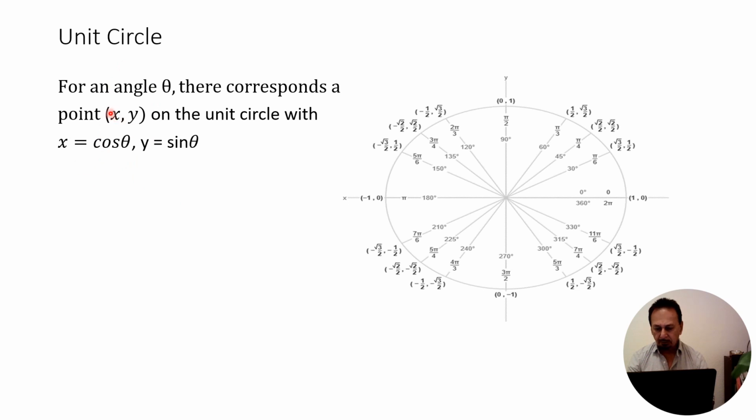For a unit circle, for an angle theta, there corresponds a point (x, y) on the unit circle with x equal to cosine theta and y equal to sine theta. So for example, we have angle pi over 3 and the ordered pair (1/2, square root of 3 over 2). So x is 1/2 and y is square root of 3 over 2, and cosine theta is 1/2 and sine theta is square root of 3 over 2.